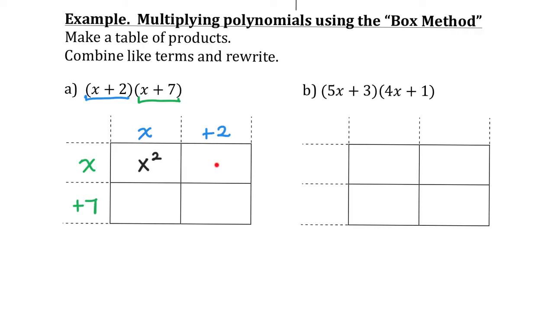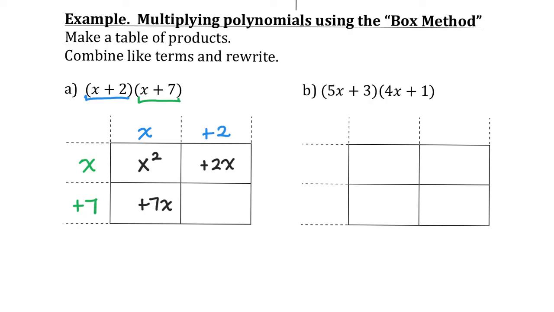Okay, now to figure out what goes in this box, I do this times this. So positive 2 times x is positive 2x. And you don't have to put the positive, but it helps me with the next step. Okay, if I want to figure out what goes in this box, this is this times this. So x times positive 7 is positive 7x.